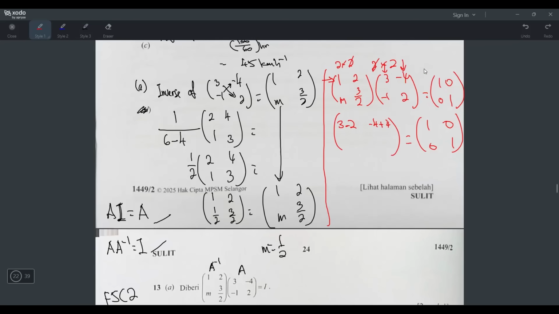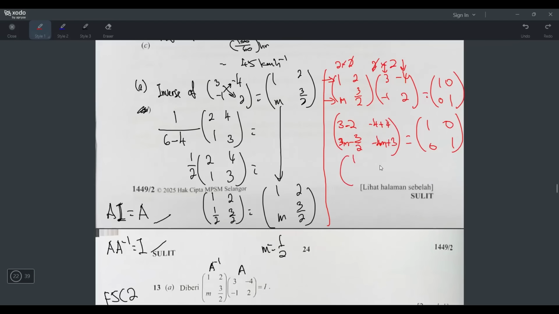And then now you don't have any column anymore, so you go to the second row and repeat the same process. m times 3, 3m, and then 3/2 times -1, -3/2. Ini cara betul lah untuk darab matrix. And then m times -4 is -4m, 3/2 times 2 is 3, and then nothing here means plus. And now you just compare lah.